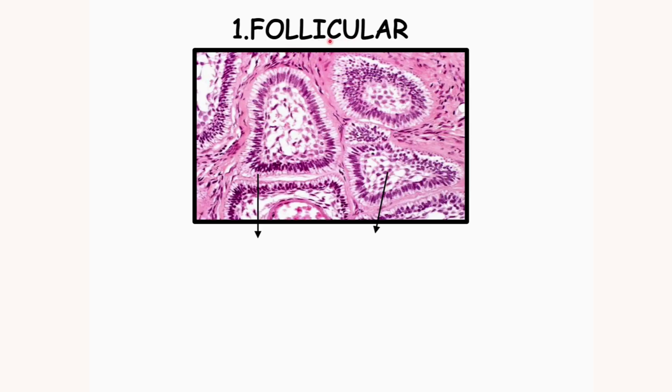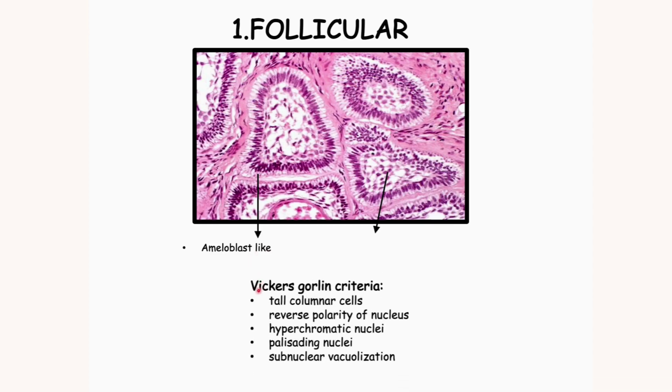The first type is the follicular type, which is the most common type of ameloblastoma. Here, the proliferated epithelial component is arranged in the form of nests or islands. These islands are surrounded by ameloblast-like cells. These ameloblast-like cells follow certain criteria called the Vickers-Gorlin criteria. This criteria is indicative of neoplasm. So here, as the ameloblast-like cells follow this criteria, they show tall columnar cells with reverse polarity of nucleus.